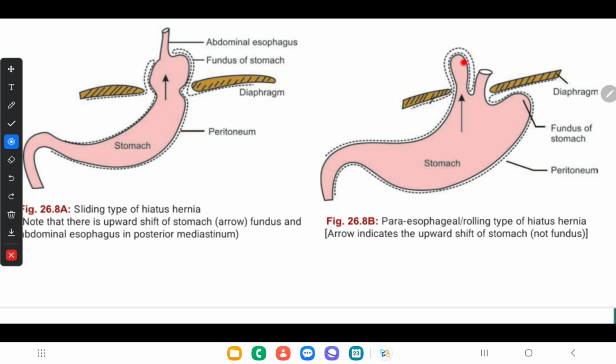This is rolling hernia. Here, a part of the stomach passes through the esophageal opening into the posterior mediastinum. There is no reflux of gastric contents into the esophagus as the cardio-esophageal junction is in the normal position. But here you can see both the cardio-esophageal junction and the stomach have gone upward. Here the cardio-esophageal junction is in the normal position, only a part of the stomach has gone upwards towards the thoracic cavity.